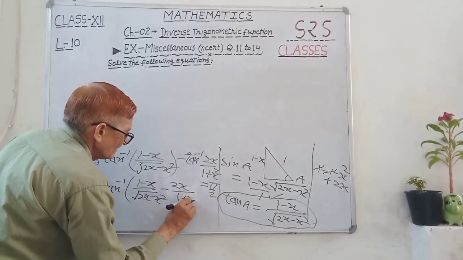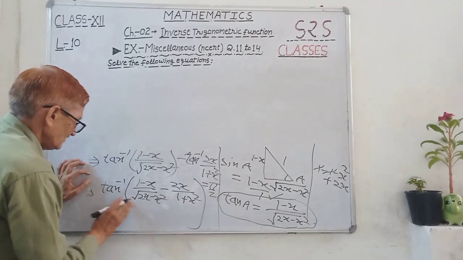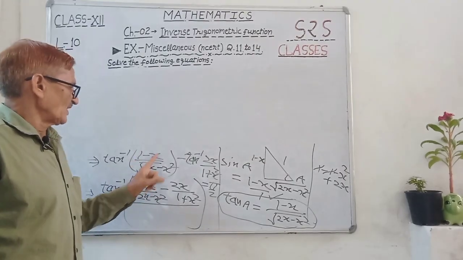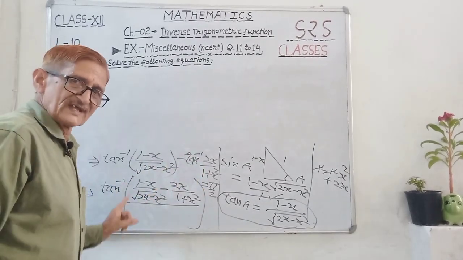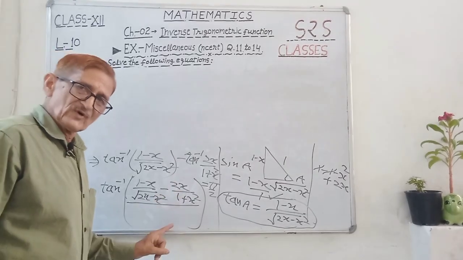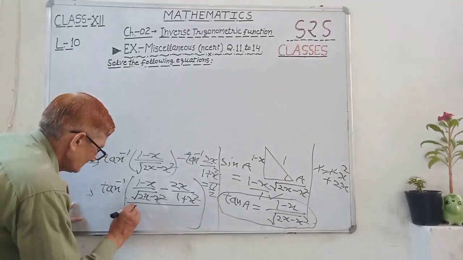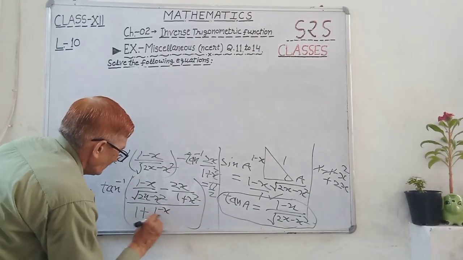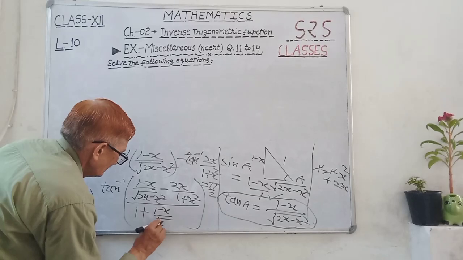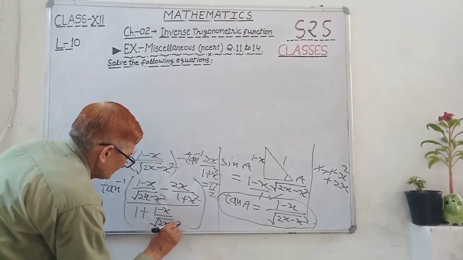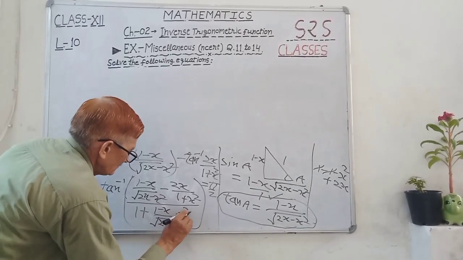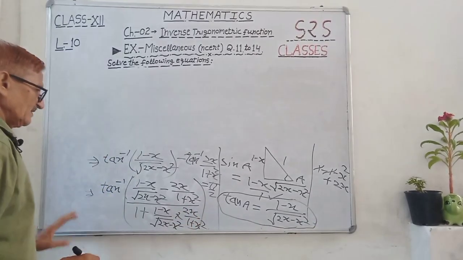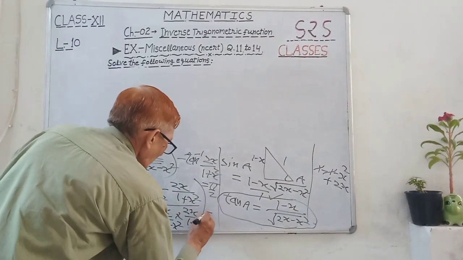upon 1 plus x square. This formula: tan inverse x minus tan inverse y is equal to tan inverse of x minus y upon 1 plus xy, this into this. So 1 minus x upon root of 2x minus x square into 2x upon 1 plus x square. Okay, now simplify it, it is equal to pi by 2.